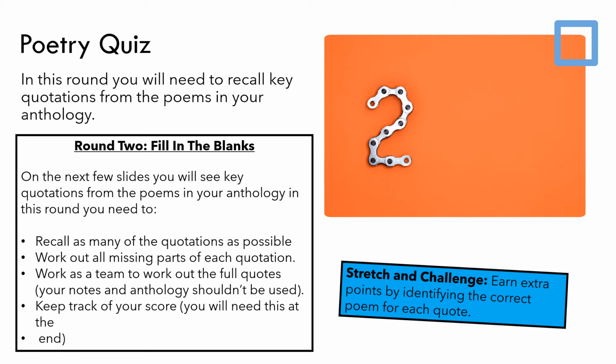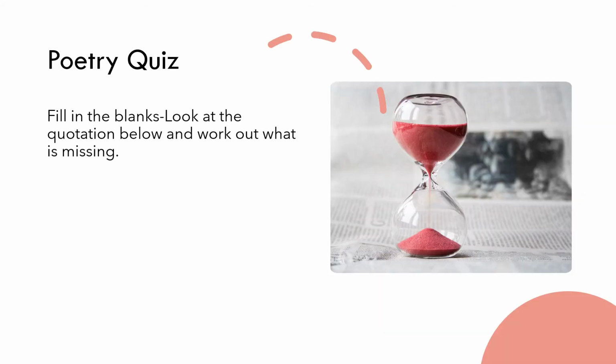And the last one, keep track of your score, as you'll need this at the end. What it will do is you'll collate all of your scores from each round and you'll understand how well you're doing or how well you understand the poems that we've looked at today. If we have a look at the stretch and challenge task there, you can earn extra points by identifying the correct poem for each quote. Okay, so again, if you want to go back over any of these and want to try it again, please feel free to do so. They're really good things just to have a go at and just to get that bit of extra practice and revise. Okay, so the first one then. So we're about to see a quotation with a few of the words missing out. You need to figure out what is missing from that quotation.